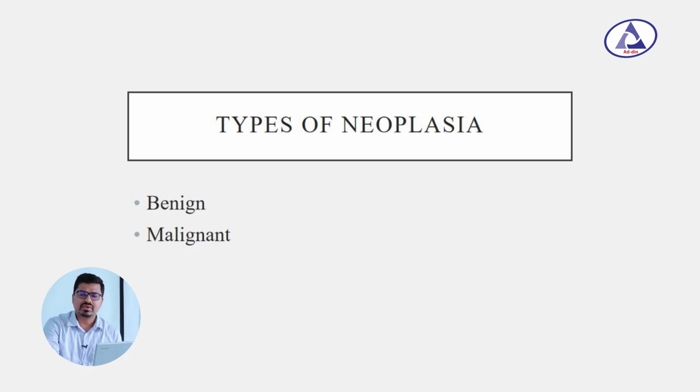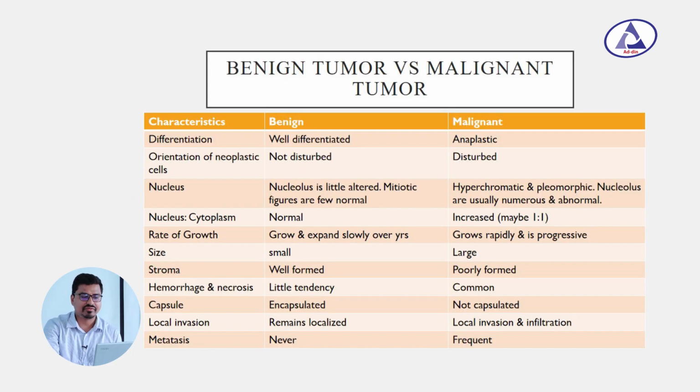What are the types of neoplasia? Neoplasia is of two types, one is benign and another is malignant. What are the differences between benign and malignant neoplasia? Benign neoplasia is well differentiated, on the other hand malignant is anaplastic. Orientation of neoplastic cells: benign is not disturbed but malignant is disturbed. Nucleus: in case of benign it is little altered, mitotic figures are few and normal.